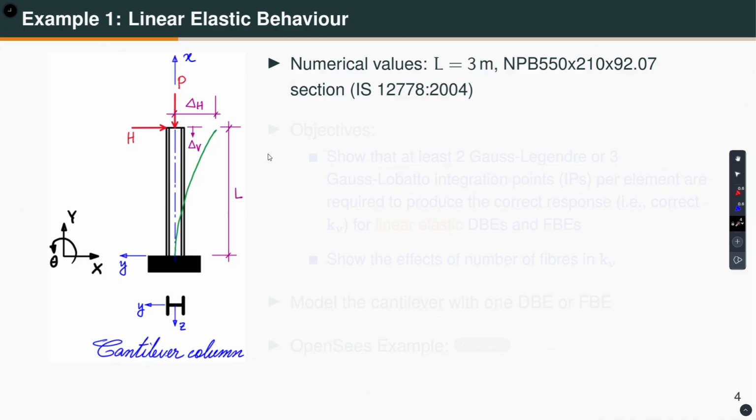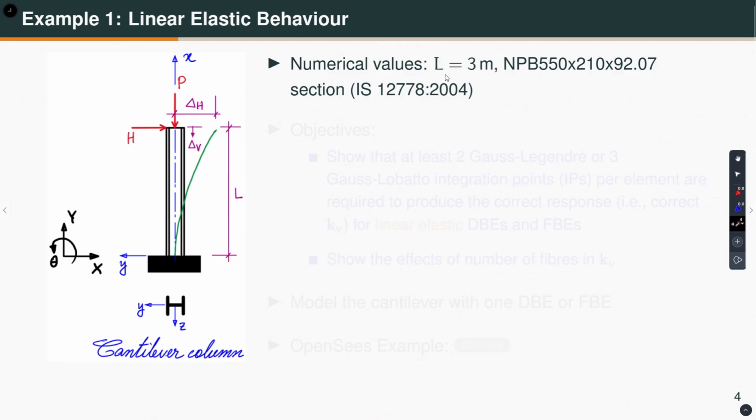Let us say we have a cantilever column, which is subjected to some axial force P and some horizontal load H. The horizontal displacement I am calling delta H and the vertical displacement I am calling delta V. The cross section is an I section. This is the local y, local z axis, this is the local x axis of the element. I will be creating this node first and then this node second. And this is my global x, global y and the rotation theta. The length of the element is L.